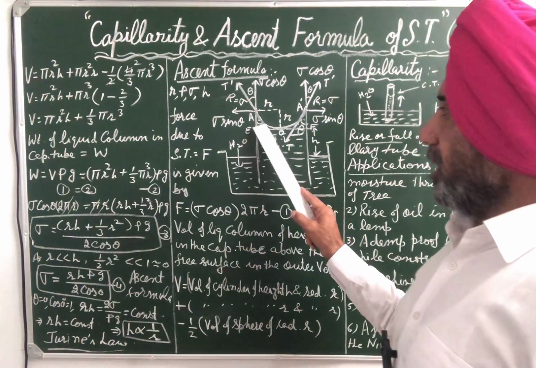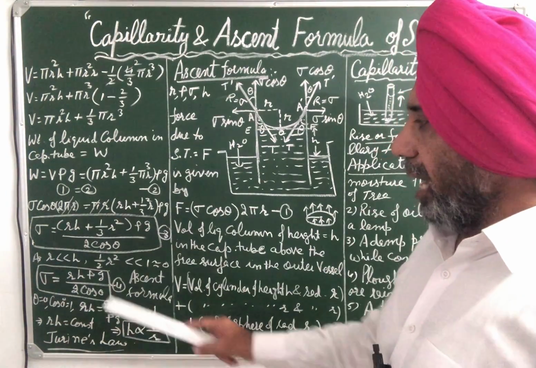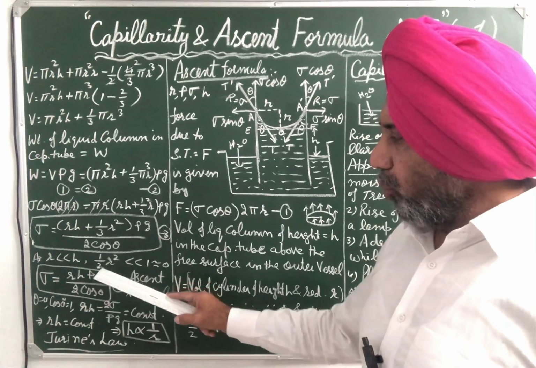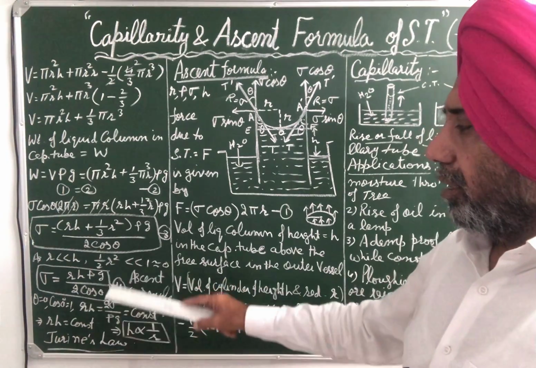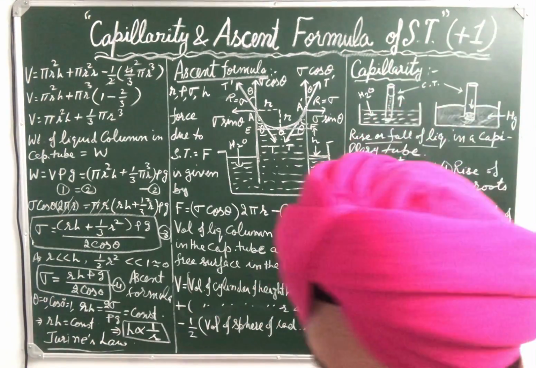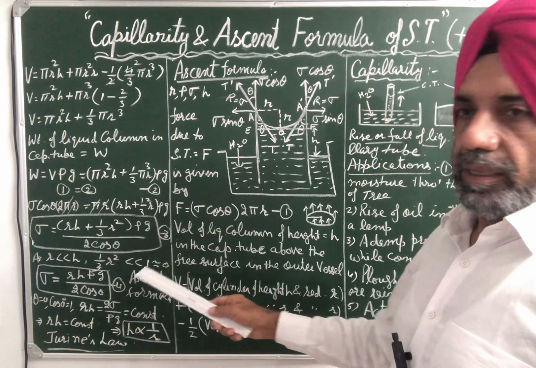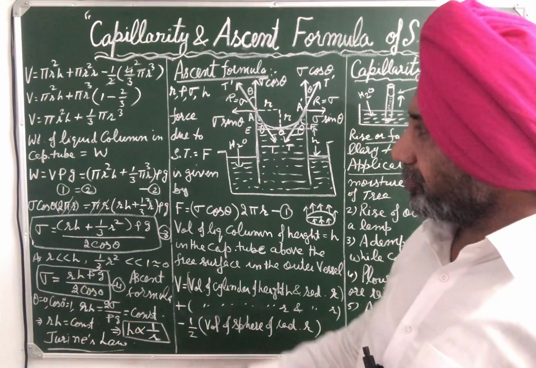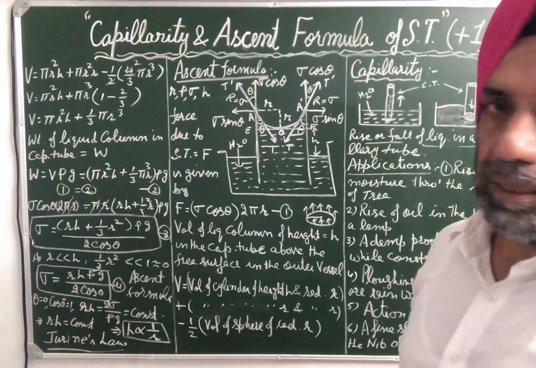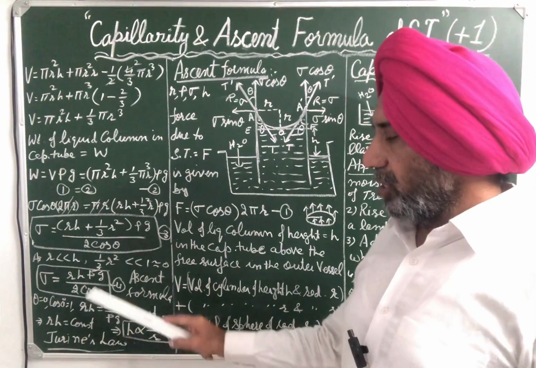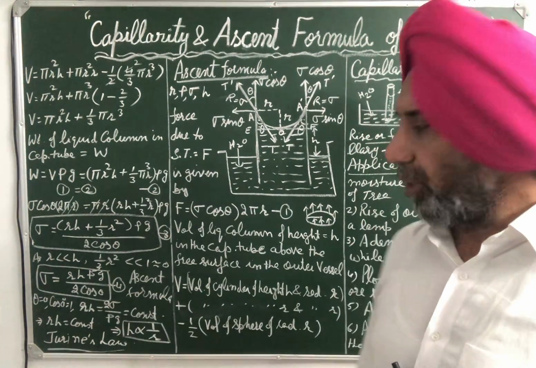But since the radius of the capillary tube is very small as compared to the height attained by the liquid in the capillary tube, so r is less than h. So 1 by 3 r square will be very small, that is approaching 0. So therefore, we have sigma is equal to r h rho g upon 2 cos theta, because 1 by 3 r square can be neglected. So this is the required Ascent formula, that is the expression for surface tension of the liquid.